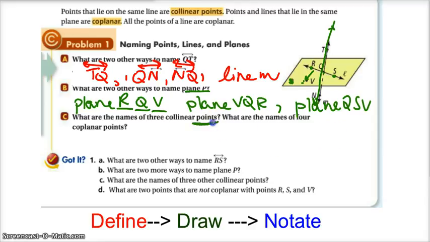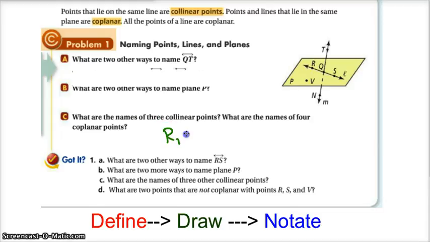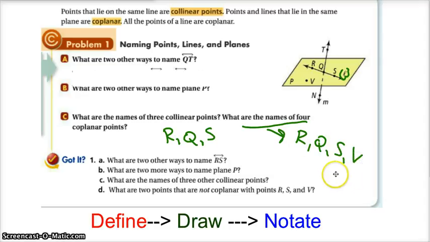Letter C, it says, what are the names of 3 collinear points? We don't need any special notation here. It's asking for 3 collinear points. 3 points that lie on the same line would be R, Q, and S. R, Q, and S are all collinear because they all lie on line L. What are the names of 4 coplanar points? They're asking us to list 4 points that all live in the same plane. R, Q, S, and V. I do not need the word plane in front of this particular one because they're not asking me to name a plane, they're asking me to list points. Same thing here. I do not need a line over top because they're not asking me to name a line, they're asking me for the names of points that live on a particular line altogether.